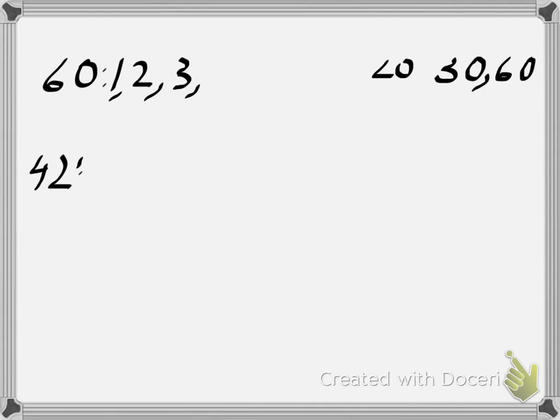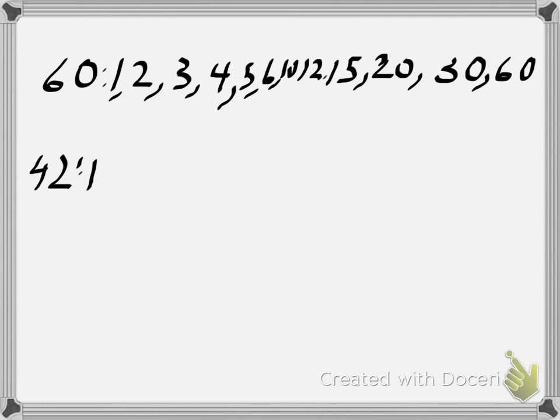So if we wanted to do that, we could do 1 times 60, then divisible by 2, 2 times 30. 60 is divisible by 3, so 3 times 20. 60 is also divisible by 4, so we get 4 times 15, divisible by 5, 5 times 12, and 6 times 10. So those are all our factors of 60. Well, we have a lot of them.